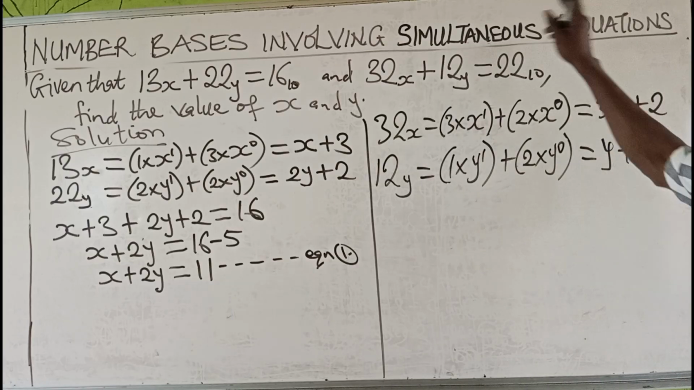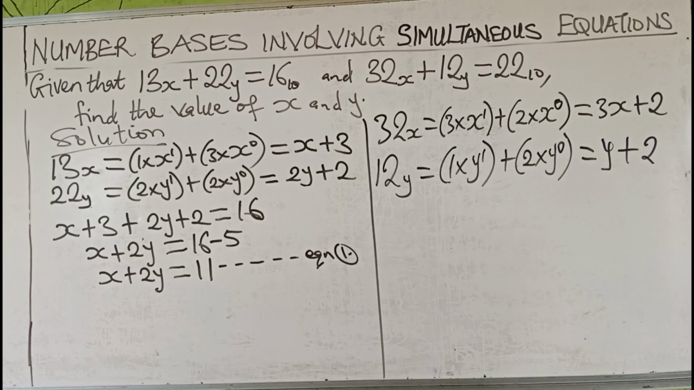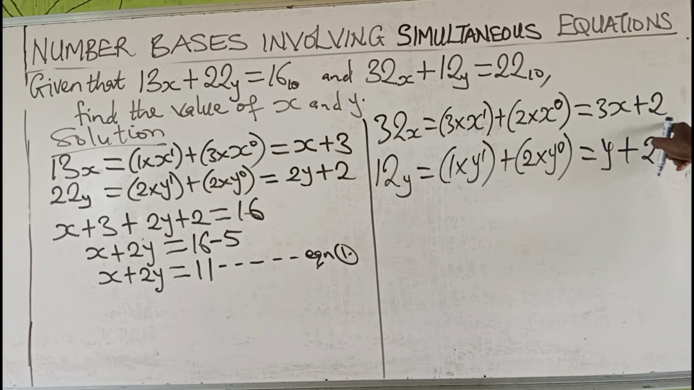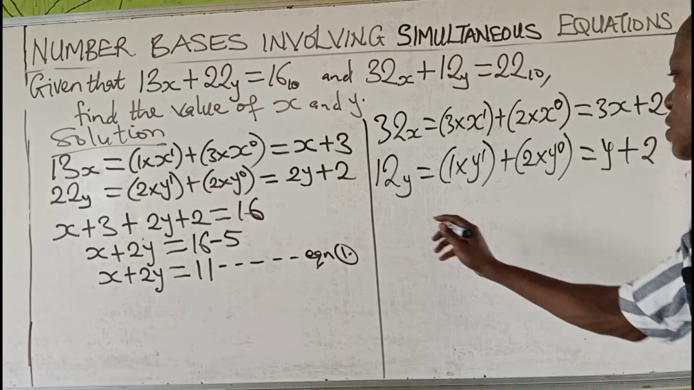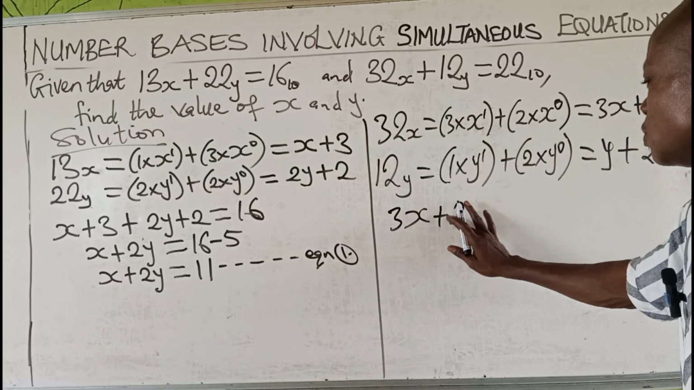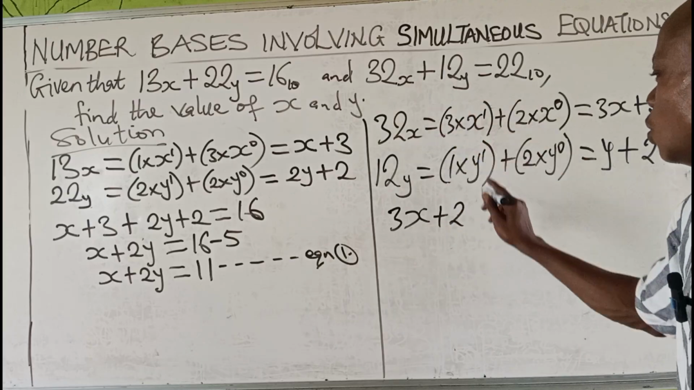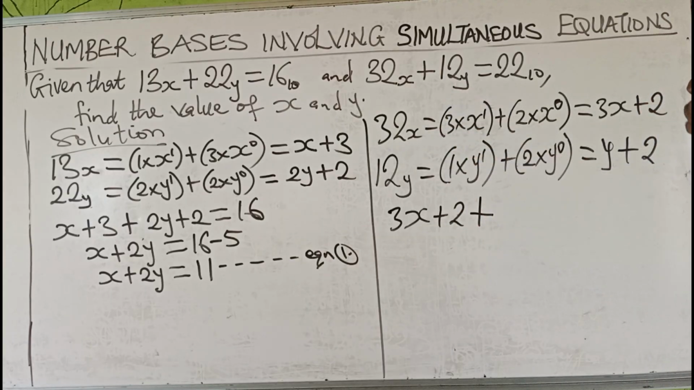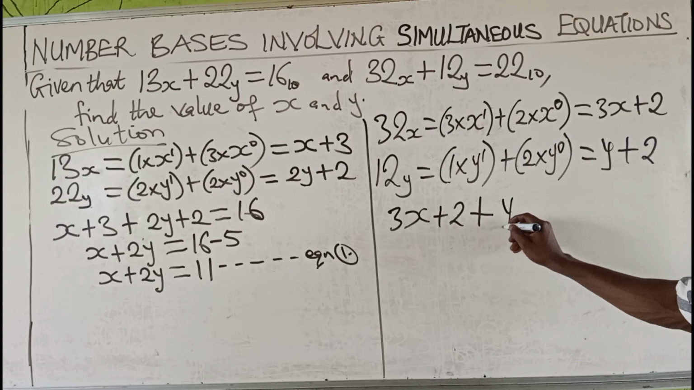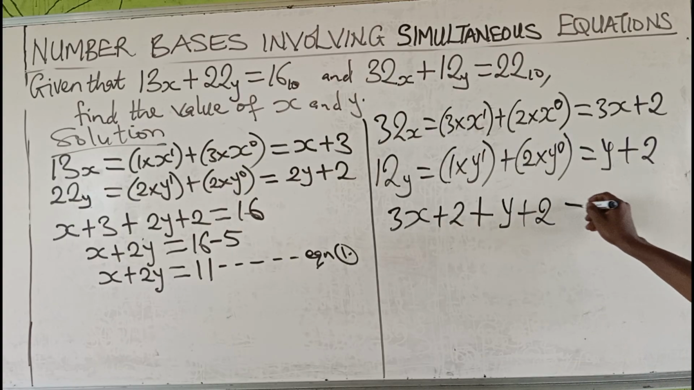Now substituting them over to the main equation, 32 base x, which is this, is equal to 3x plus 2. So I replace 32 base x with 3x plus 2. Then we have plus 12 base y. Now 12 base y is equal to y plus 2. So I replace 12 base y with y plus 2. This is equal to 22 base 10.